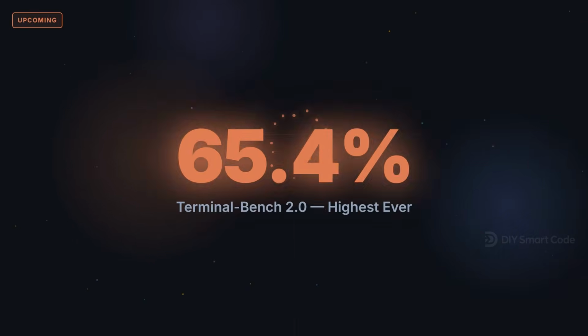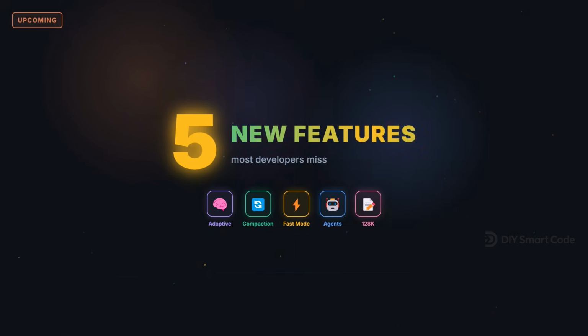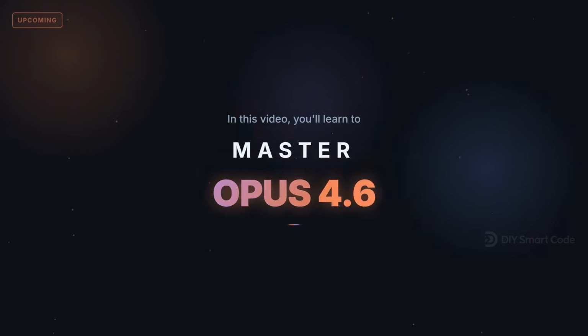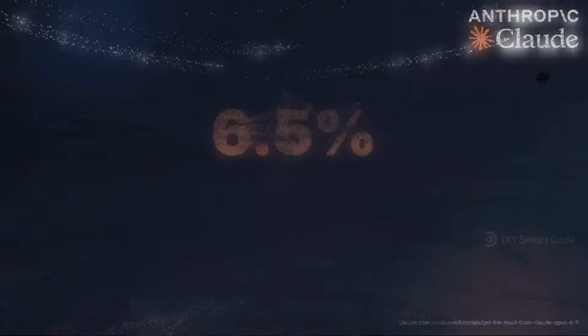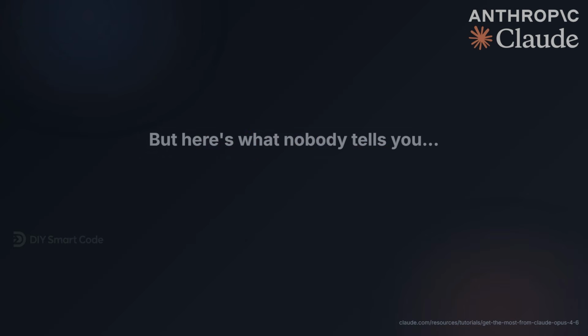In this video: 6 behavioral shifts that change everything, 5 features most developers miss, and the strategies that separate Opus power users from everyone else. 65.4% on Terminal Bench. The highest agentic coding score ever recorded. That's Claude Opus 4.6. But here's what nobody tells you.